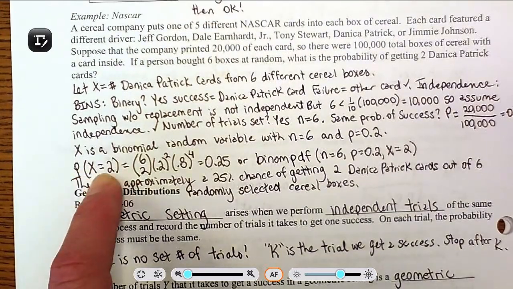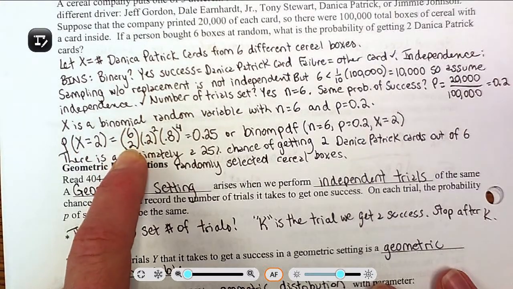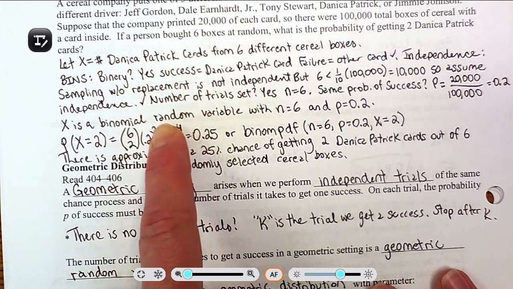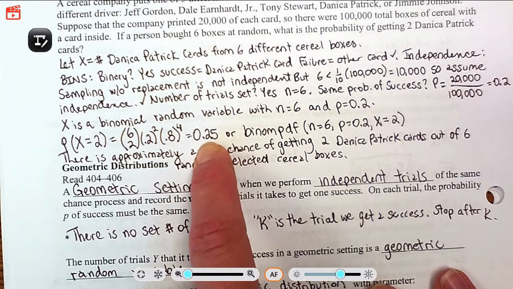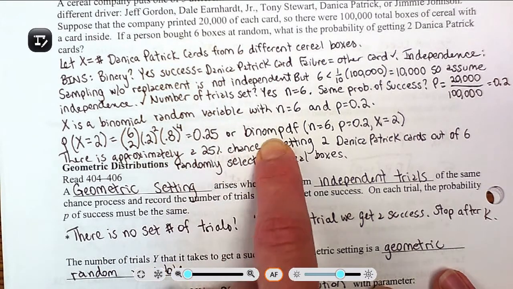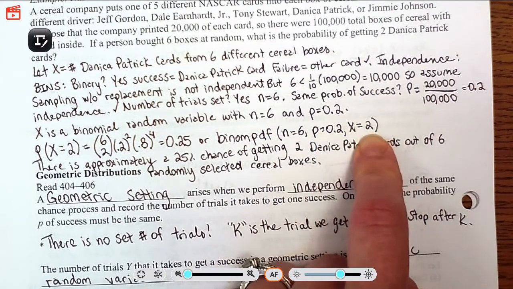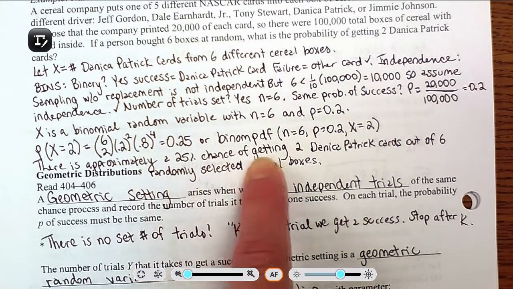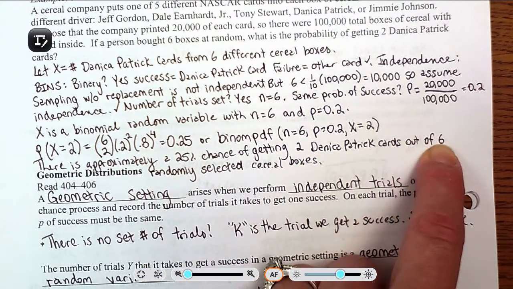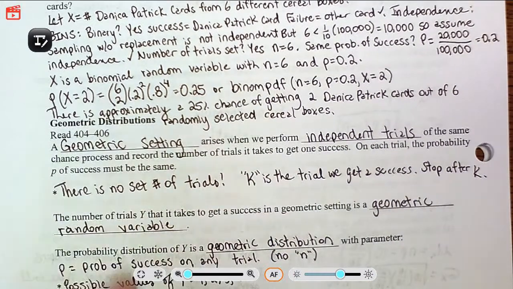Find the probability that X equals 2, that we get exactly 2 Danica Patrick cards. So we do 6 choose 2, times 0.2, the probability of success, to our 2 successes, and 0.8, the probability of failure, to our 4 failures. That's 0.25 in the end, or binomPDF with N equals 6, probability of success 0.2, and the number of successes 2. There is approximately a 25% chance of getting 2 Danica Patrick cards out of 6 randomly selected cereal boxes. Okay, next up is a geometric setting.